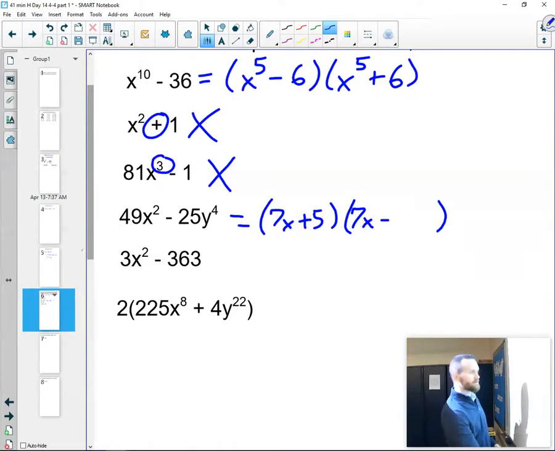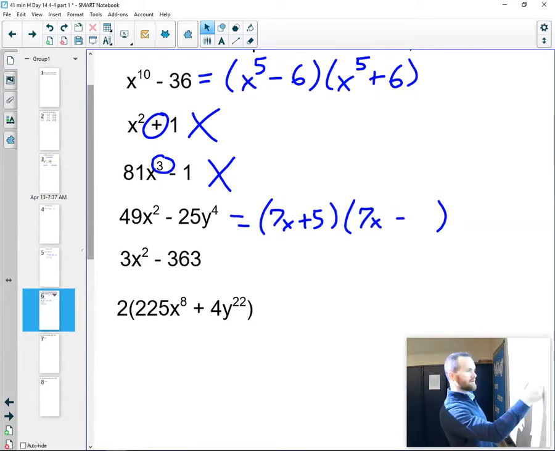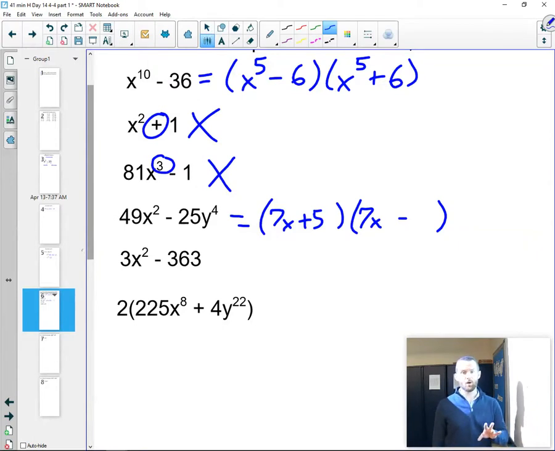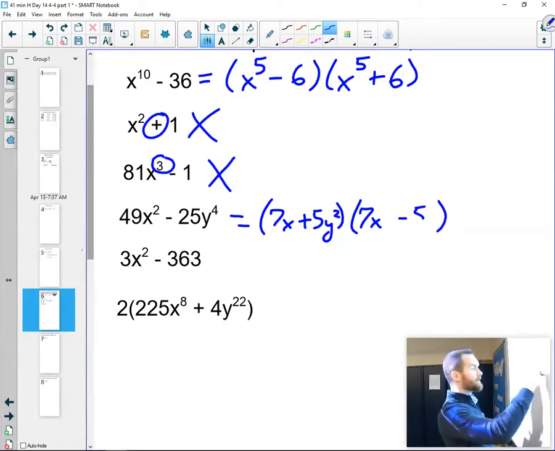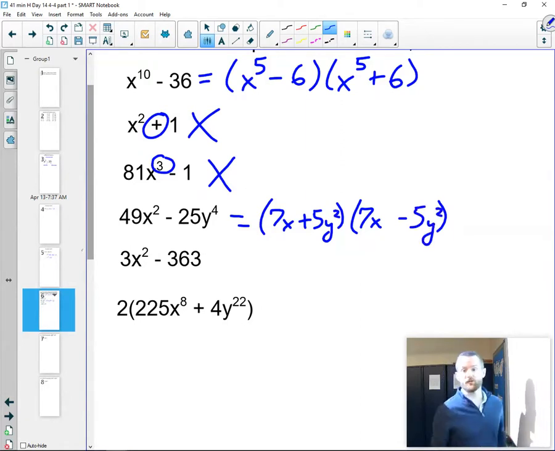And I'm running out of space, of course. Oh, that actually works. Where was I? So the square root of 25 is 5, and y to the fourth becomes y squared. And that's going to be minus 5y squared. And there we go. We just factored a difference of squares. We're all done with that one.